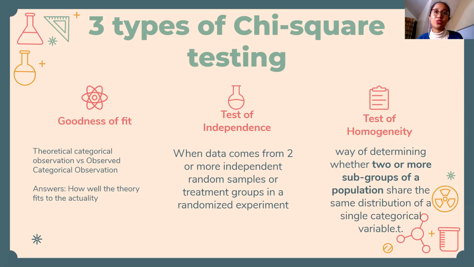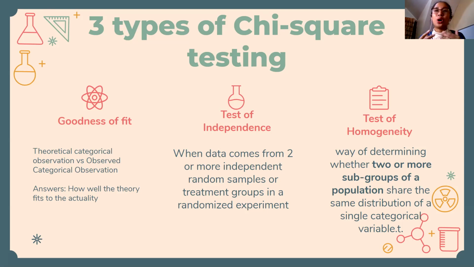Next class, test of independence and test of homogeneity. Actually, medyo may pagkapareho sila. At ang activity ng class sa laboratory is to identify whether to use goodness of fit, test of independence, or test of homogeneity. When it comes to test of independence, data comes from 2 or more independent random samples or treatment groups in a randomized experiment. So if you utilize different samples that are very different, mamaya pag-usapan natin yan.